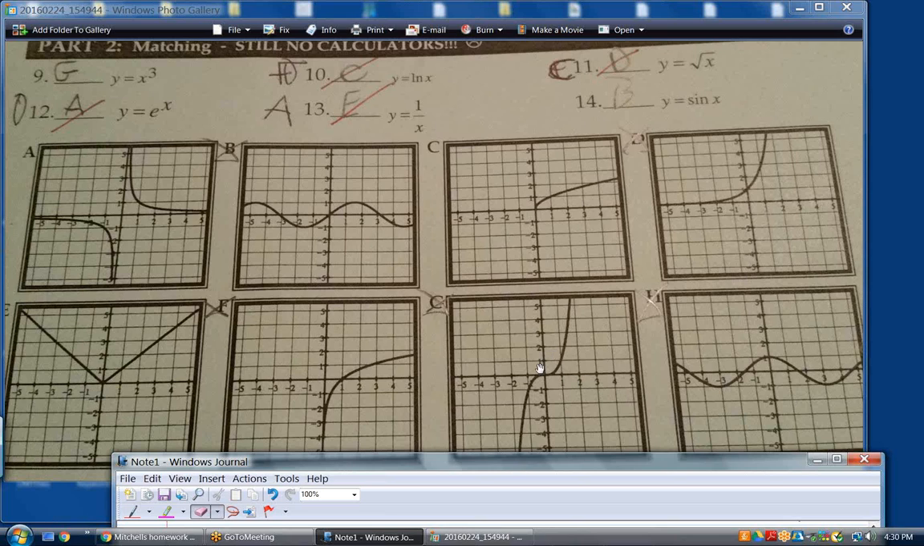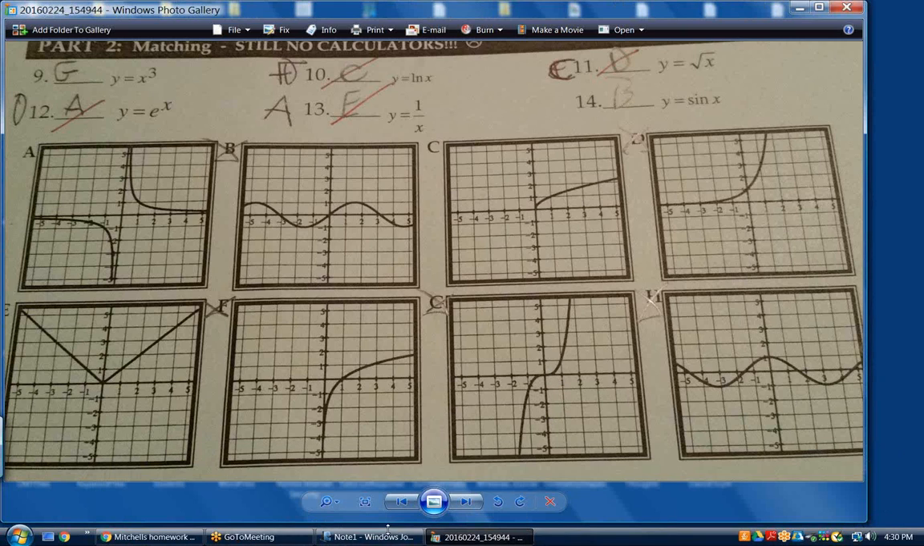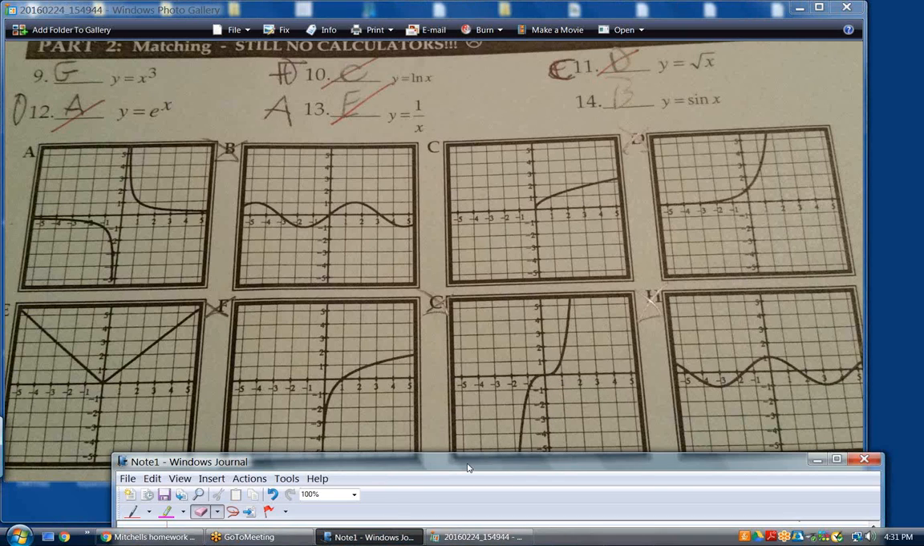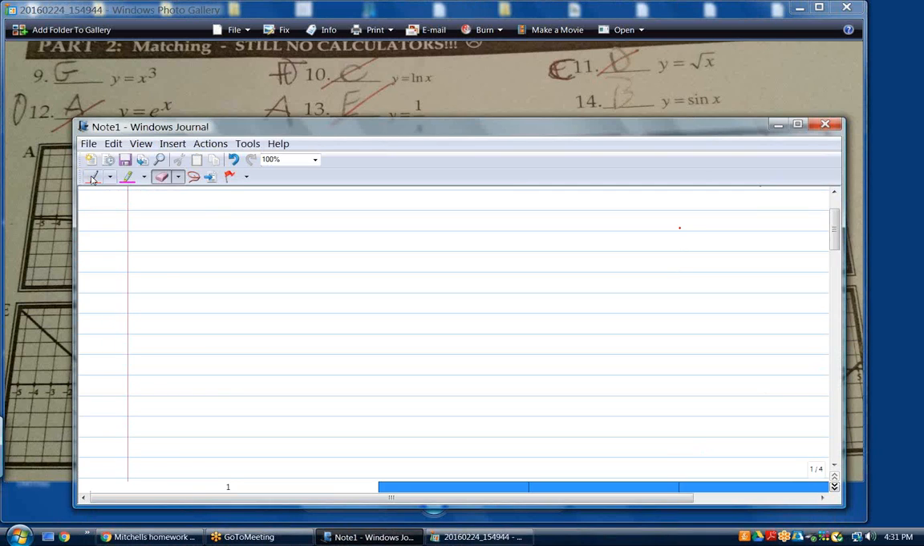And finally, this, you should memorize that as x cubed, in the same way that you know what x squared is. In other words, if I said, what is y = x squared, what does that look like?